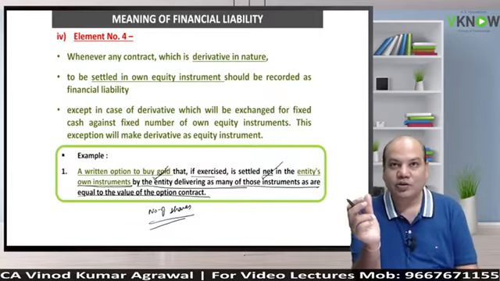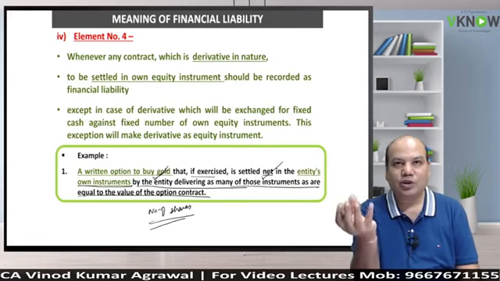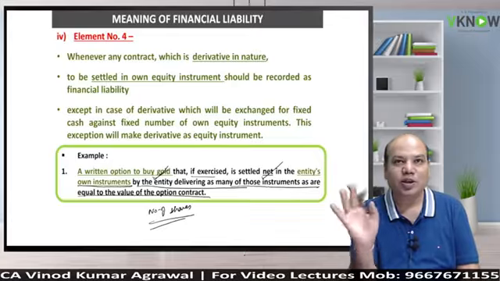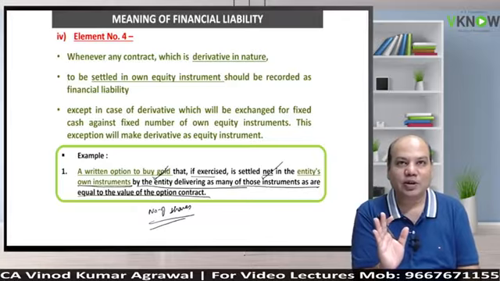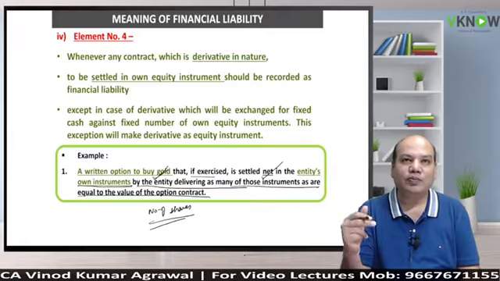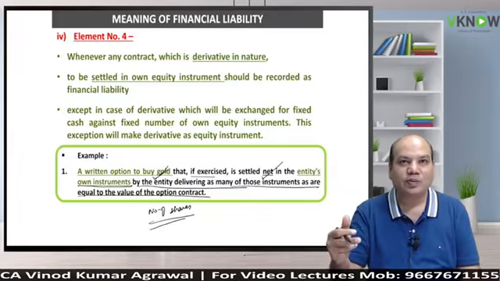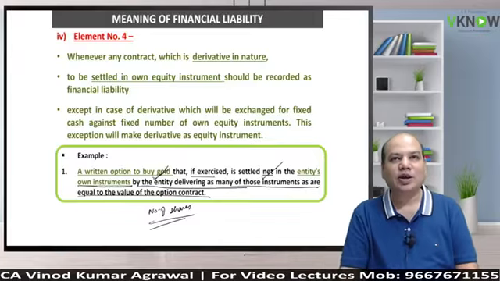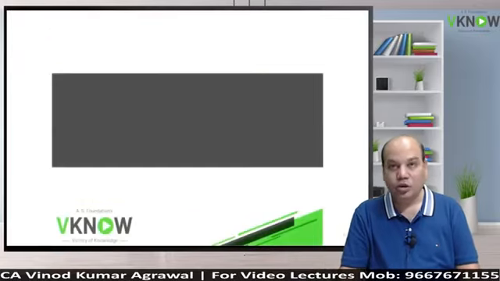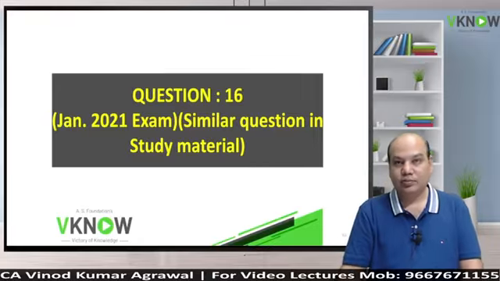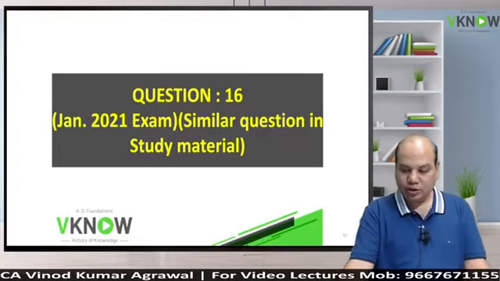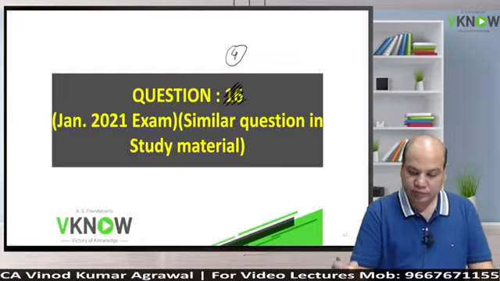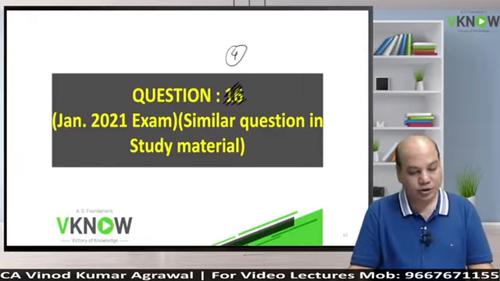So as the gold price will vary, you will calculate the gain or loss. That gain or loss will be settled by issuing own equity instruments, in the example that I have taken just now. So the number of shares to be issued will vary and the amount to be paid will also vary, because the gold prices can change. So such contracts will become a derivative contract.